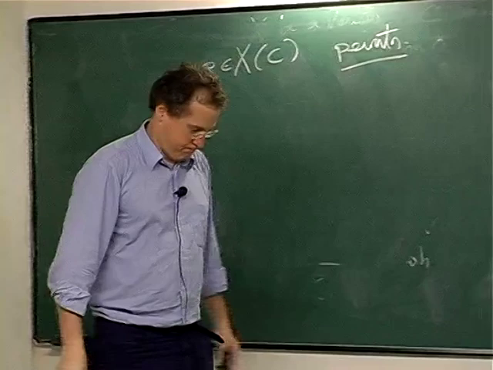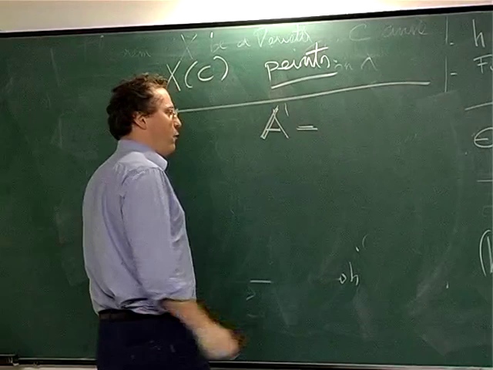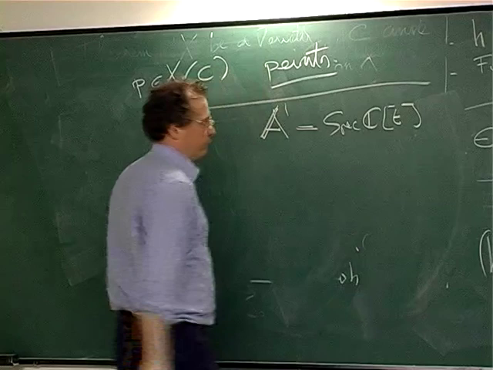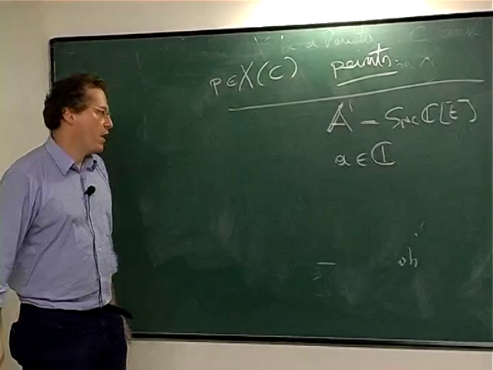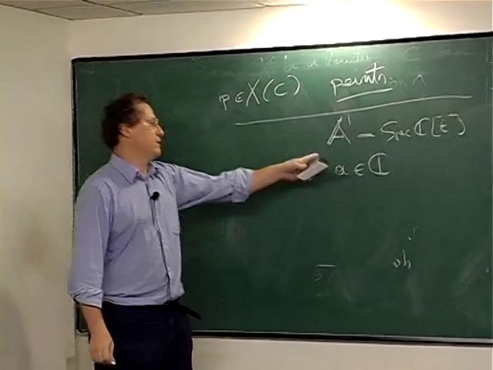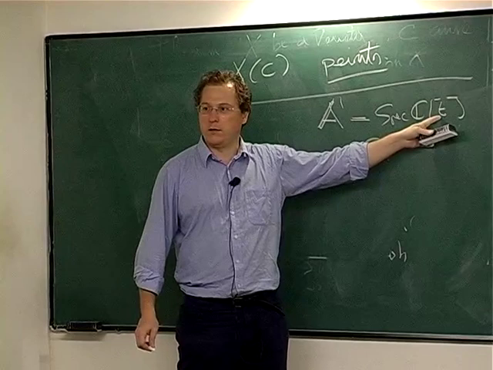So the example is starting from something very easy. A1 is Spec of C[T]. What is a point in A1? A point in A1 is an element. What is an element of C? You can say, but okay, this depends on the coordinate. Writing in this way, I'm just choosing a coordinate. I could change the coordinate.